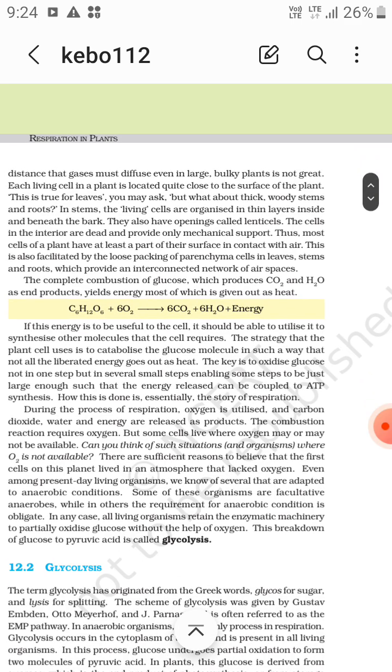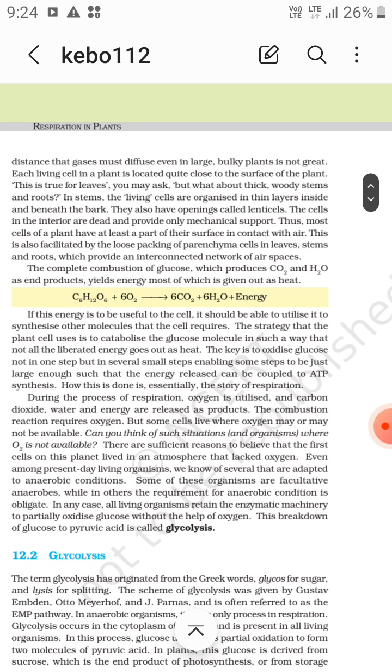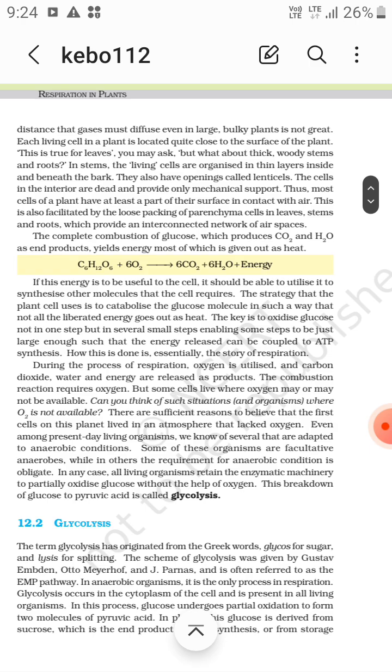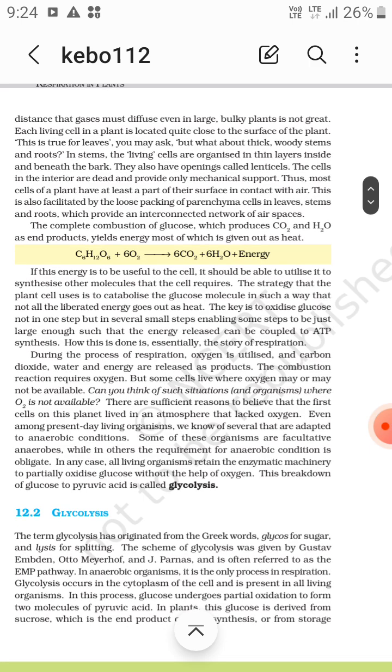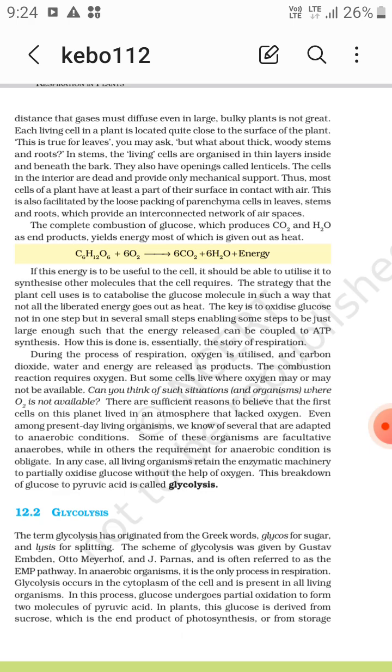Now, C6H12O6 plus 6 oxygen, this combustion making 6 CO2 plus 6 H2O plus energy. Now if this energy is to be useful to the cell, it should be able to utilize it to synthesize other molecules that the cell requires.